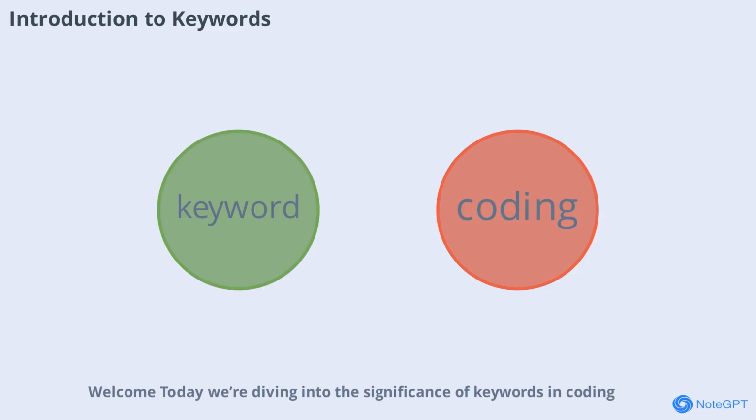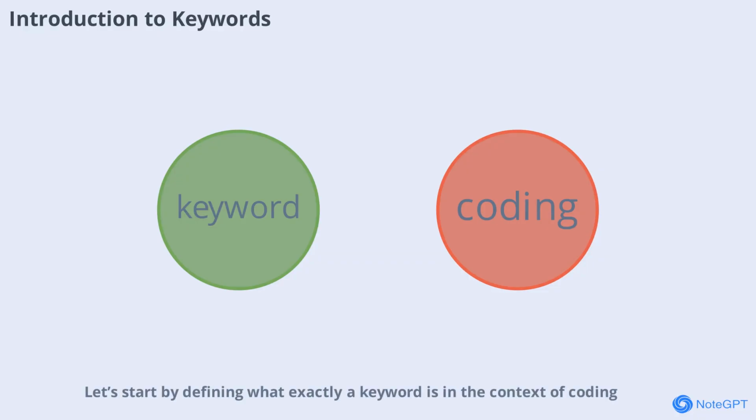Today we're diving into the significance of keywords in coding. Whether you're a beginner or an experienced programmer, understanding keywords is essential. They form the backbone of every programming language, acting as reserved words that have special meaning to the compiler or interpreter. Without keywords, writing code would be chaotic and prone to errors. In this video, we'll explore what keywords are, why they matter, and how they shape the way we write programs.